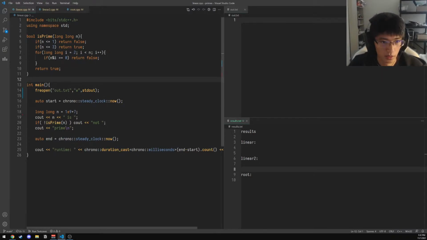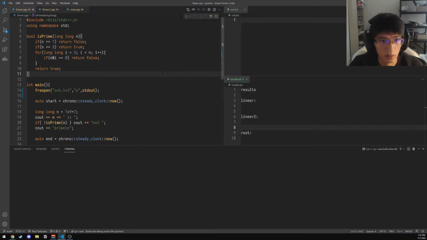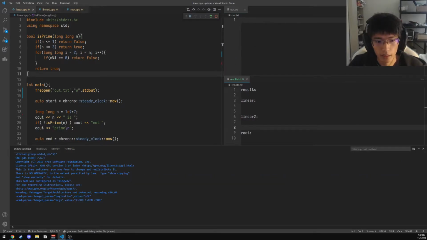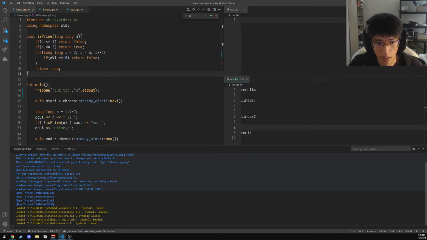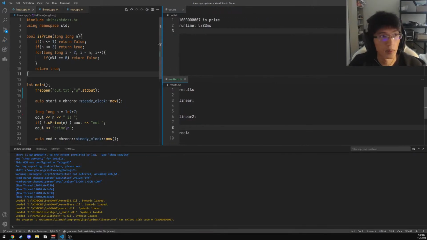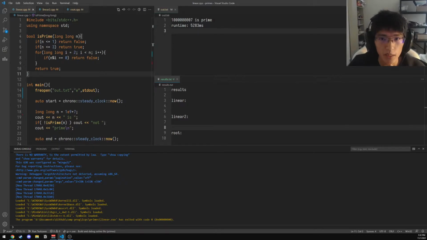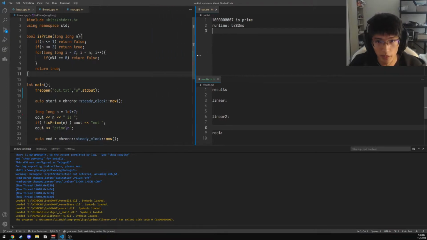So let me go ahead and run this. I'm using freopen, which just outputs this to a file. So I'm going to run. And it's taking a little bit of time, but we'll see that, yeah. So 1,000,000,007 is prime, and it took about 5 seconds, or 5,000 milliseconds. There's 1,000 milliseconds in 1 second.